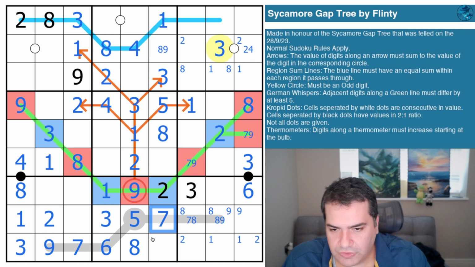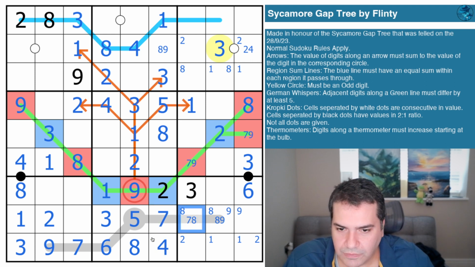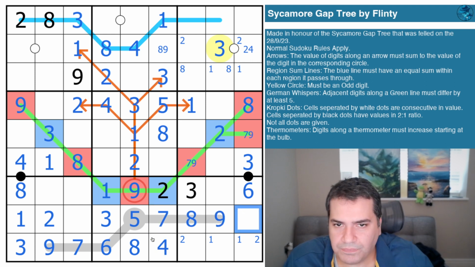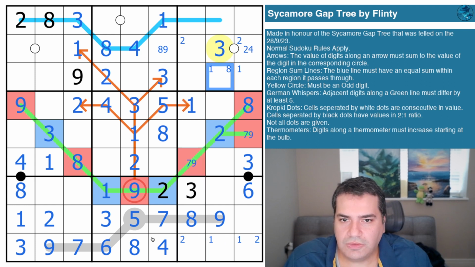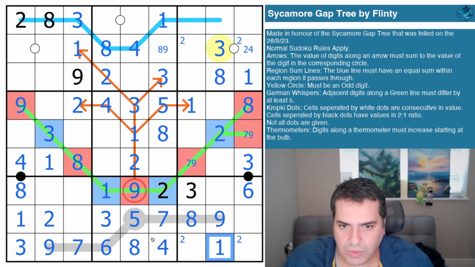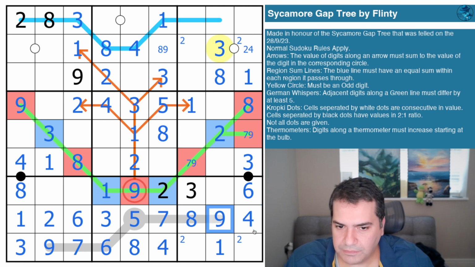This is a 7 now. This is a 4. That's an 8. That's a 9. That's not the 8. That's the 8. That's the 1. That's not the 1. That's the 1. We are flying now. What do we have in here? We need a 4 and 6. 6 is here because of this 6. That's the 4.